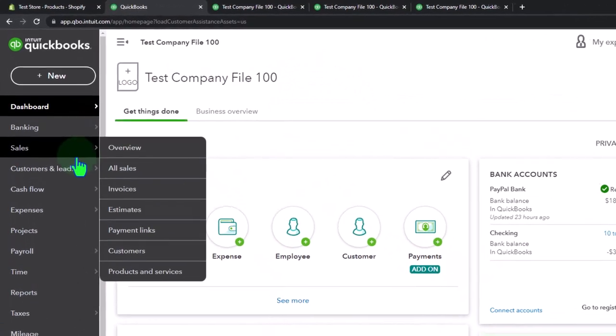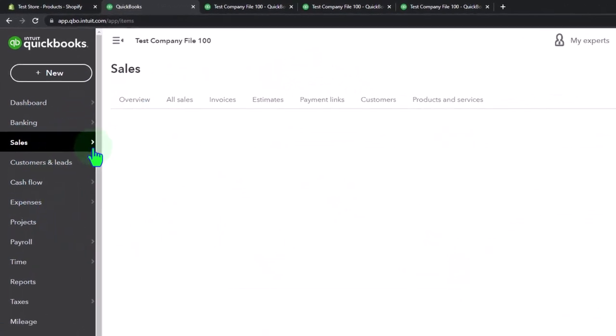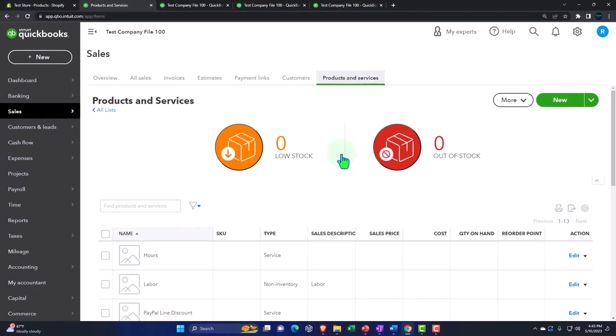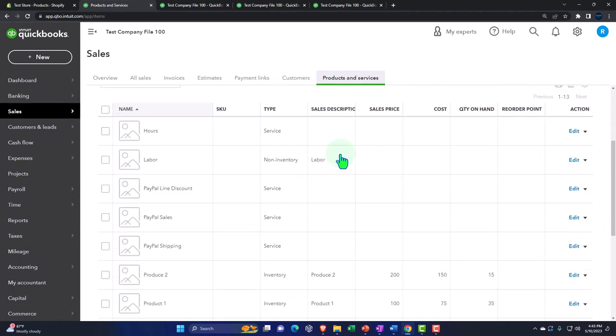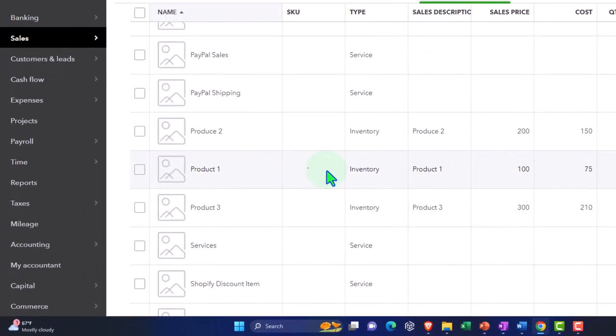To do that, if I tab to the left, we had to add the inventory items. So if I go back down to the sales and to the right to the products and services, we added our inventory items in here in order to populate the bill and the purchase order and the payment. So now we're going to make a sale.